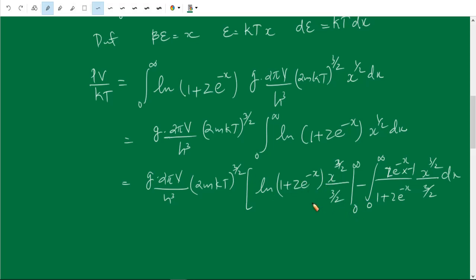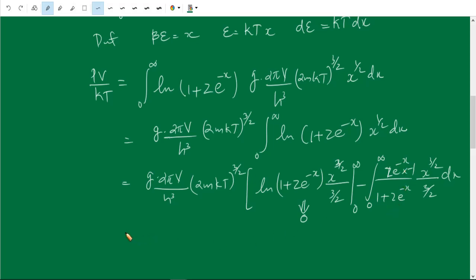Then again for the lower limit, if we put x equal to 0, then this term will be 0, therefore this becomes 0 for both the values. Okay, then the remaining thing will be minus the integral of z e raised to minus x divided by 1 plus z e raised to minus x, times x raised to 3/2 divided by 3/2 dx. Before that, we can divide by z e raised to minus x in both the numerator and denominator.